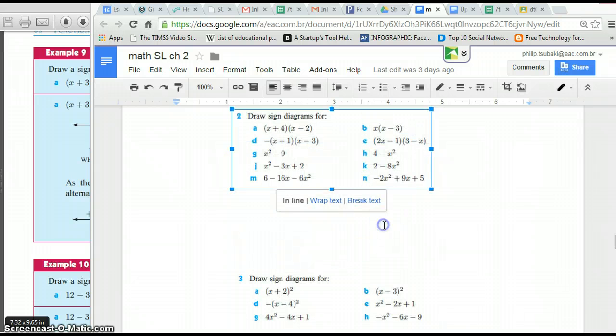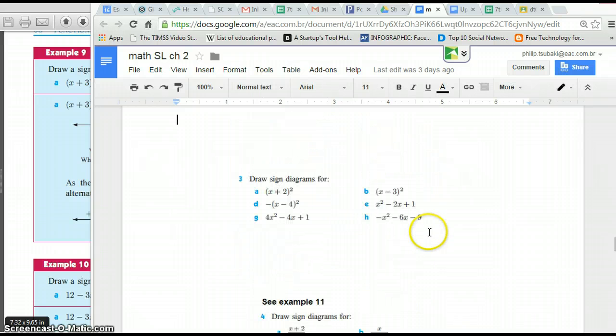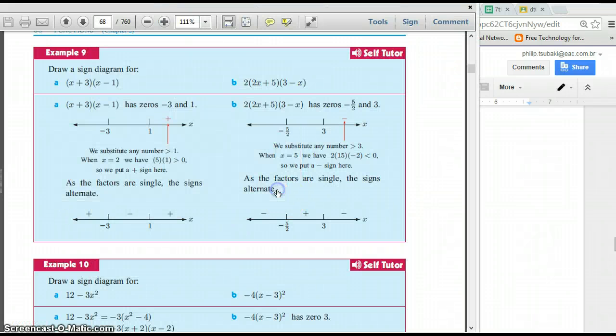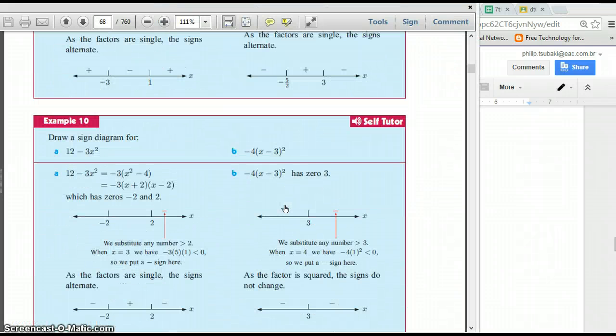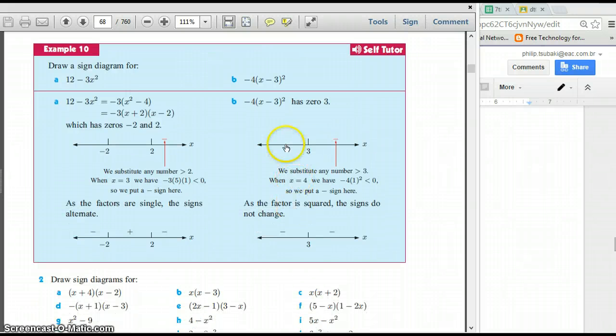Now next one. Draw sign diagrams for these, and why are these tricky? Because it looks like there's only one root, right? So like what makes x plus 2 squared 0? Just x equals negative 2, okay? And then you would draw your number line, you'd mark negative 2, and then you would say, okay, what is the sign on the left? What is the sign on the right? Let's find an example for that one. That would be like this one.